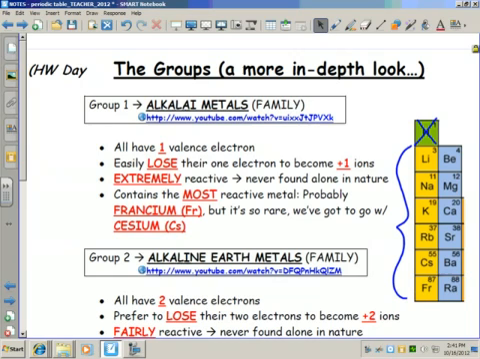You'll see we have francium and cesium as the most reactive. Francium is probably the most reactive, but we just can't isolate much of it, so it's hard to actually prove it. So cesium usually gets the nod.